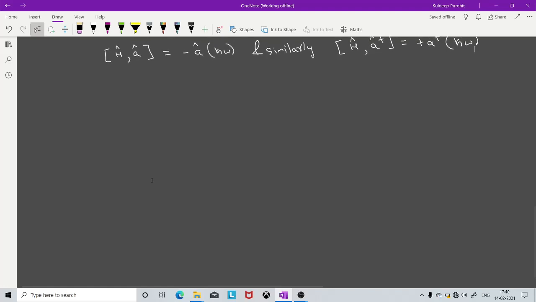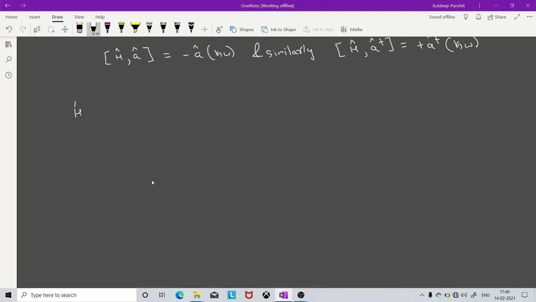Now suppose I want to find out this quantity. What it means is, as I have told you in the last lecture also, this ket means the wave function in the nth state. So first you operate that state with the A operator, and whatever result comes, you operate it with the Hamiltonian operator. What will be the result of this, you have to find out.